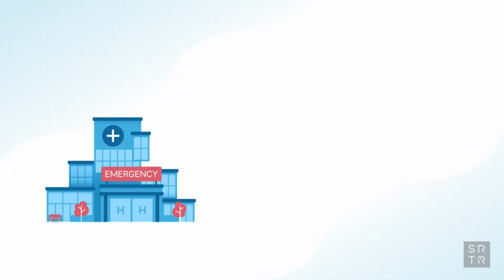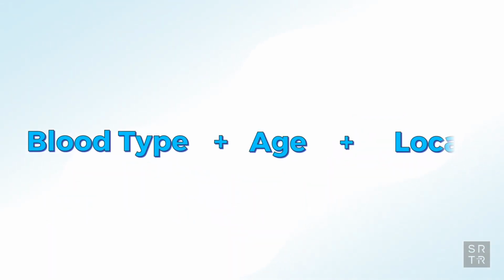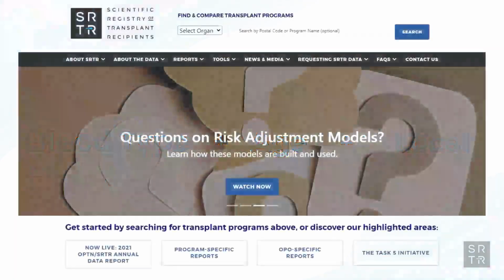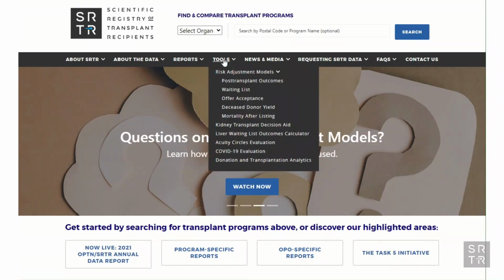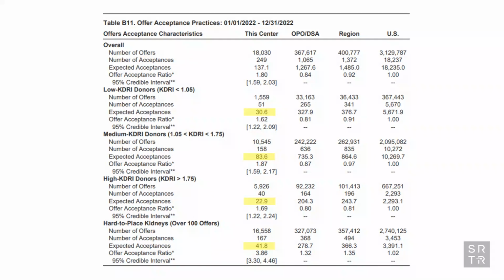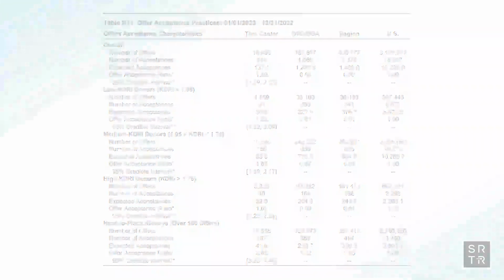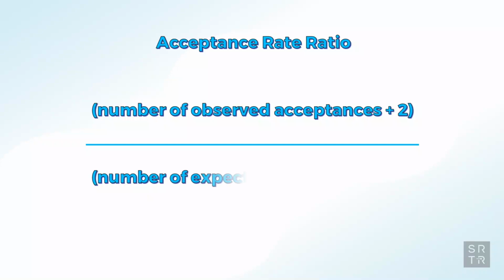A provisional yes or a decline are not counted for or against the program if an offer higher on the match run was accepted by another program. The probability the program would accept the offer is derived from a statistical model evaluating national acceptance for similar offers to similar candidates. The factors used to estimate expected acceptance probabilities include a number of candidate and donor characteristics, and you can find those in the Risk Adjustment Model for Offer Acceptance on www.srtr.org under Tools, Offer Acceptance. The expected probabilities of acceptance for each offer are summed to arrive at a total number of expected offer acceptances. The program's final offer acceptance ratio is calculated as the observed number of acceptances plus 2 divided by the expected number of acceptances plus 2.